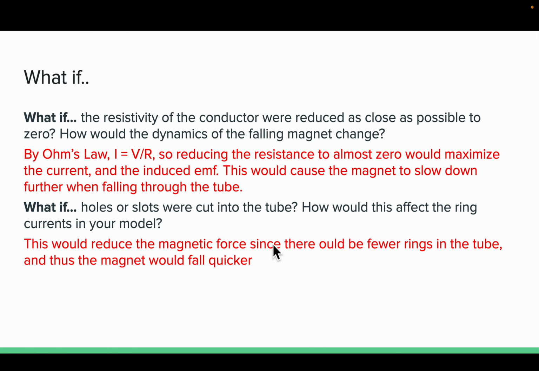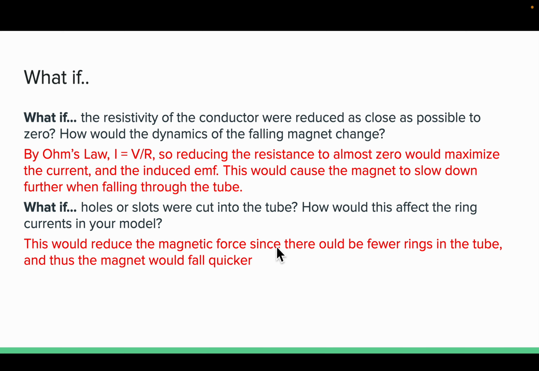So what if the resistivity of the conductor were reduced as close as possible to 0? By Ohm's law, I equals V over R, so reducing the resistance almost to 0 would make the current maximized. And since this is an induced EMF problem, the current is the one that's stopping the magnet from falling quicker. So this would impede the speed of the magnet, and it would make it fall through the tube slower.